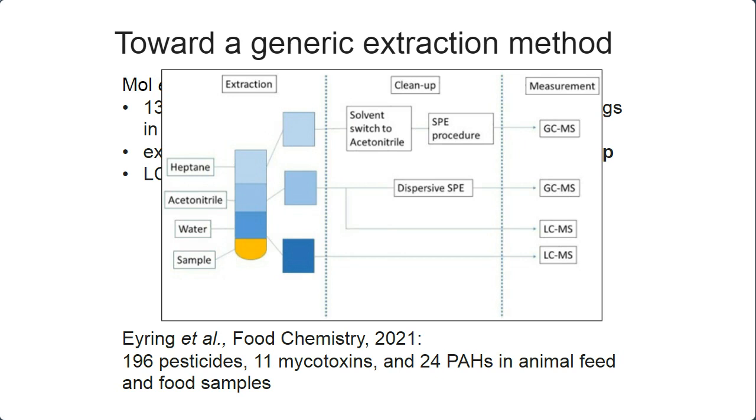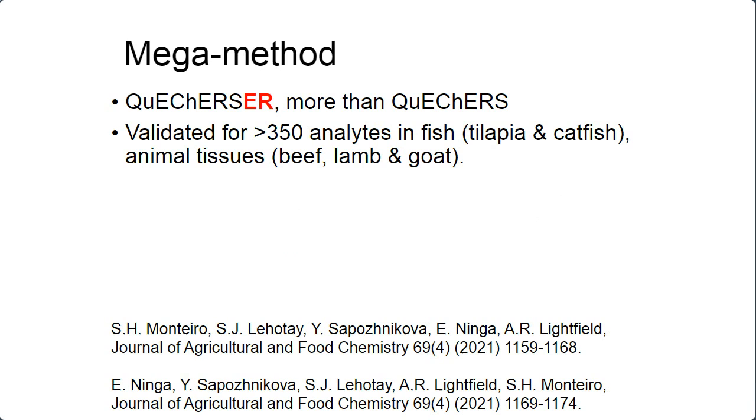So the goal of our study was to create a mega-method, which we developed and validated, and we call it QuEChERS-R, which is more than QuEChERS. We have developed and validated this method for over 350 analytes so far in fish, including tilapia and catfish, and also in animal tissues, including beef, lamb, and goat. And we published 2 papers, listed here at the bottom of this slide, for beef and catfish.